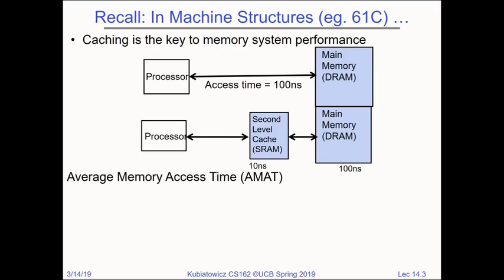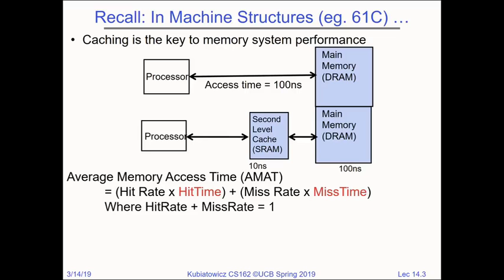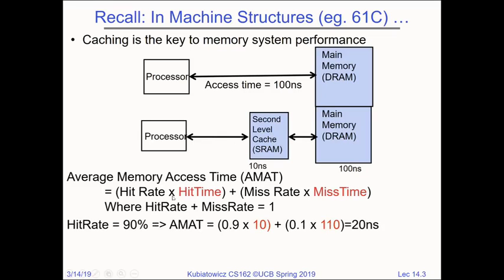But we have something called average memory access time, which is hit rate times hit time plus miss rate times miss time, where, of course, hit rate plus miss rate is 1. As a good example, here we have a 90% hit rate. We have 0.9 times the 10 nanoseconds, so we're evaluating the second one, plus 0.1 times, well, why do I have 110 here? 10 plus 100 is 110.